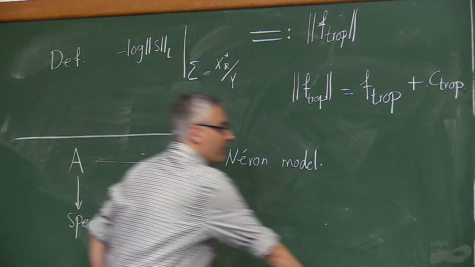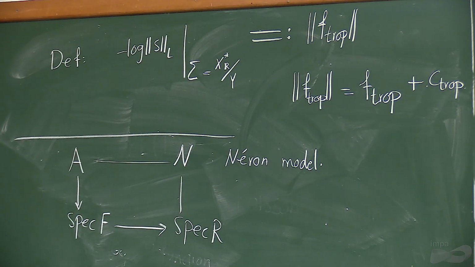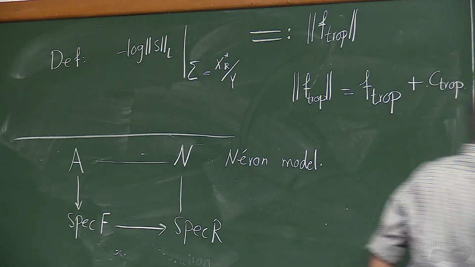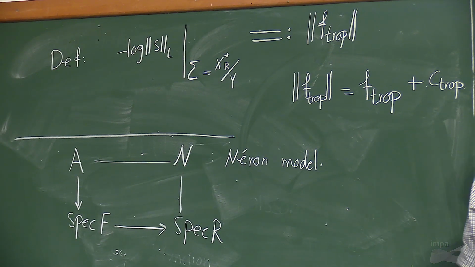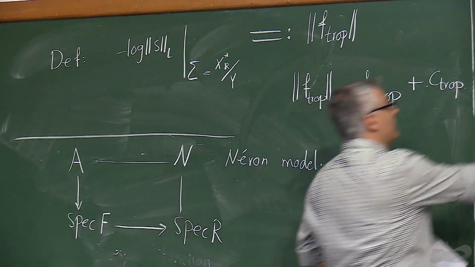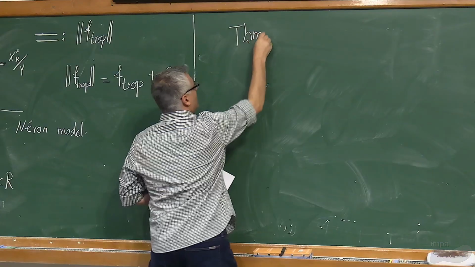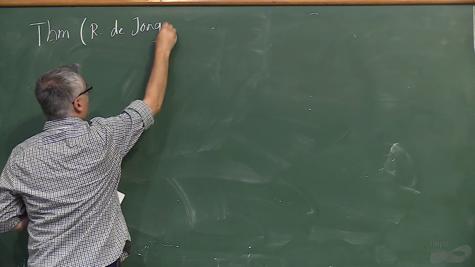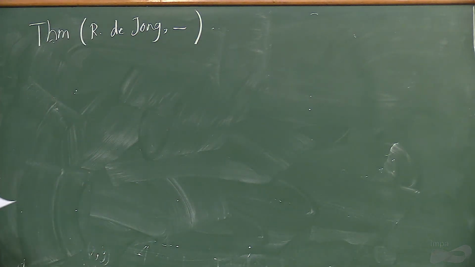Okay, now I have everything for my theorem. This is a theorem with Robin de Jong, which was put on the archive, I think, almost exactly a year ago. The paper is called Local Canonical Heights and Berkovich Skeleton, or maybe Canonical Local Heights. We couldn't make up our minds which one goes first. Canonical, local, or local canonical. So, theorem, with Robin de Jong at Leiden, which says this.